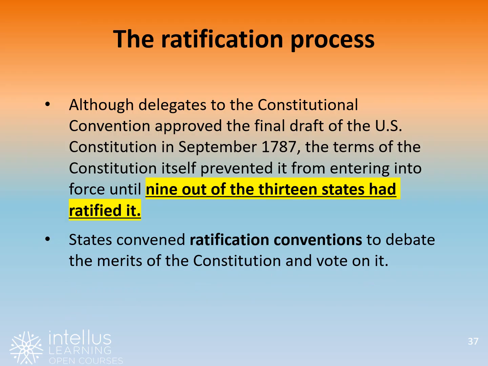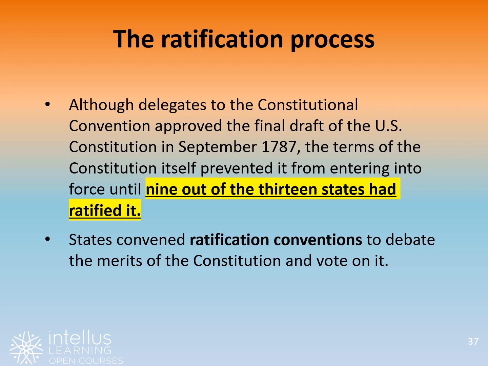So let's continue on our journey. We've talked about the development of the Constitution, several compromises that had to be made by our founding fathers, and how powers were allocated. And so now we're going to talk about what's called the ratification process. So how did the Constitution get approved, and how did the Constitution become our supreme law of the land?